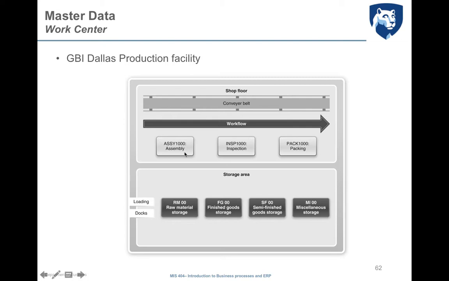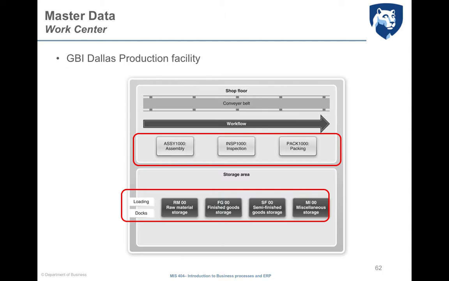For example, for the GBI case, we can see that for the Dallas production facility, we have 3 work centers, one for assembly, one for inspection, and one for packing. There are also associated to the Dallas production facility 4 storage locations, RM00, FG00, SF00, and MA00. All 3 work centers are associated with one-to-one cost center, the production cost center, APR 1000.